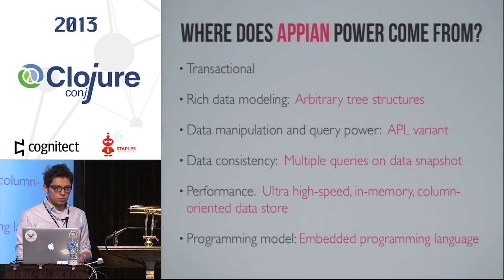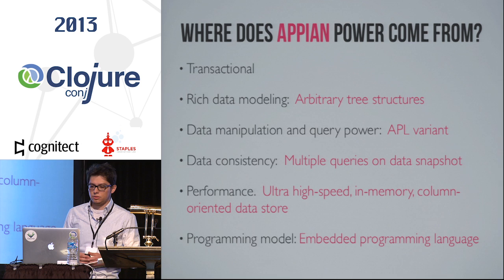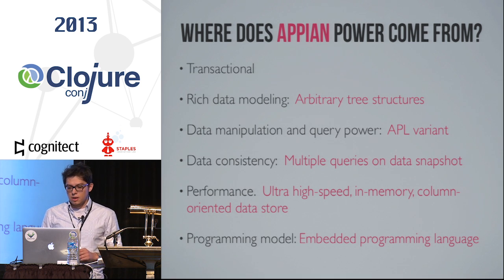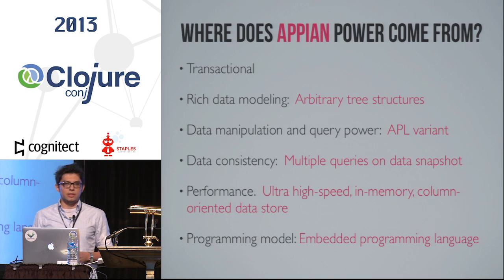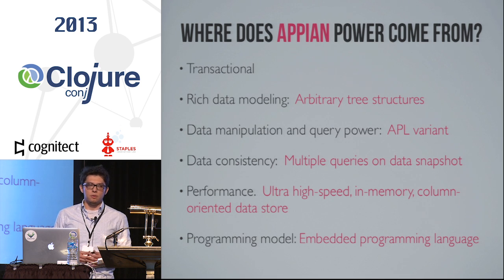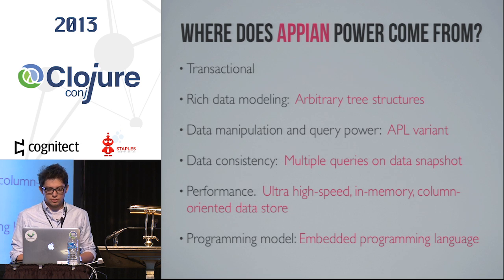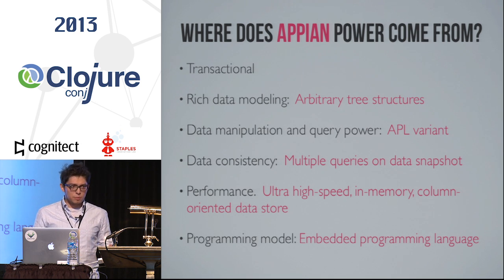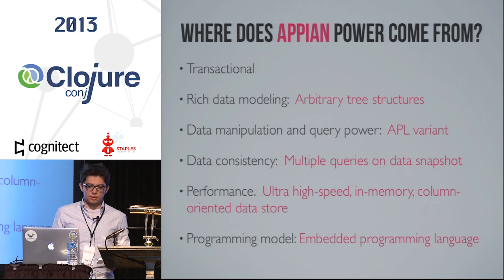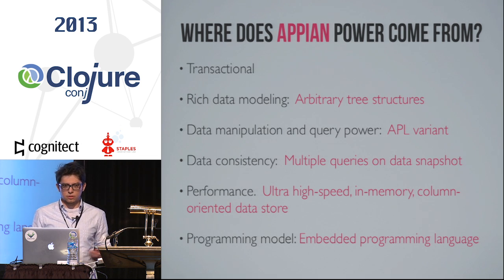Mike Anderson was talking about core.matrix yesterday. He was talking about APL. And we use a language called K, which is a variant of APL. It's an array processing language. So we get the power of the data manipulation and query from there. Datomic gets it from Datalog, mainly.